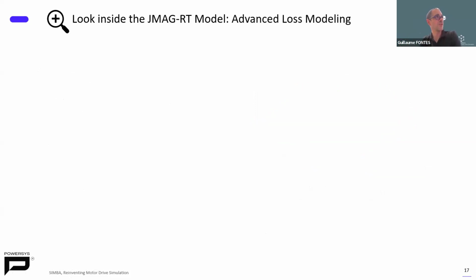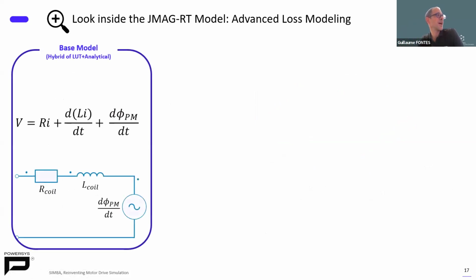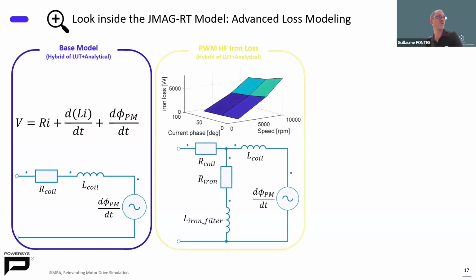And about the losses, which is interesting for us today, we have a first step with a base model, which makes it possible to get an accurate waveform, which means that here we've got the inductance of the motor, which is based on the lookup table, which depends on the current, but also on the motor position, as I said. And then we have the iron losses, which also depend on a hybrid approach with a lookup table and analytical expression.